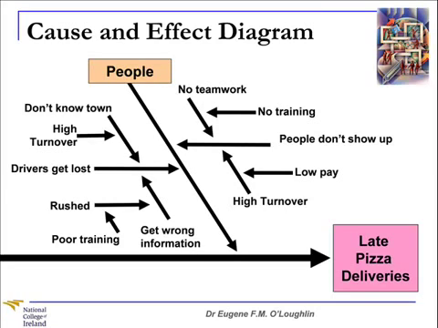Under the drivers get lost category, you can see we have two possible main causes here. They don't know the town, or they get wrong information, and each of those in turn has a possible cause. For example, they don't know the town. It could well be because of the high turnover in staff, so we put that down there. When we get the wrong information, it could well be because it's busy, and orders are being rushed, and because it's being rushed, poor training might well be a reason why people are not able to handle orders in busy periods. So we can fill out our cause and effect diagram for each category like this.